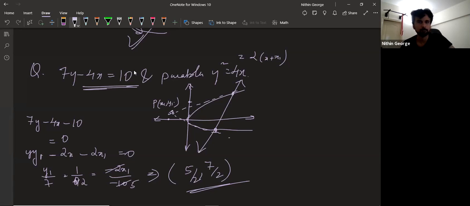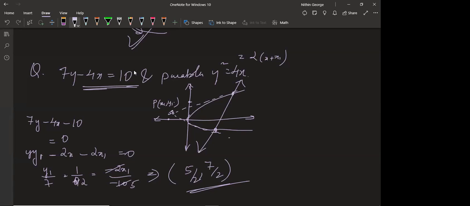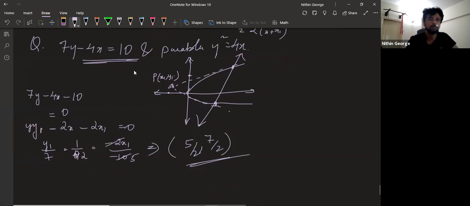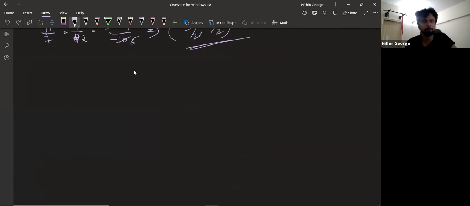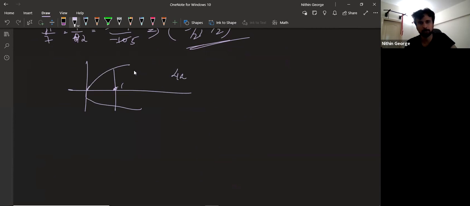Now, you've heard of latus rectum and all. So, what are the endpoints of the latus rectum? The length of the latus rectum is 4a. It goes through the focus, a comma 0. So these points will be a comma 2a and a comma minus 2a.